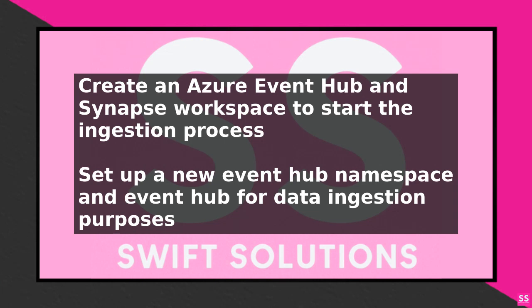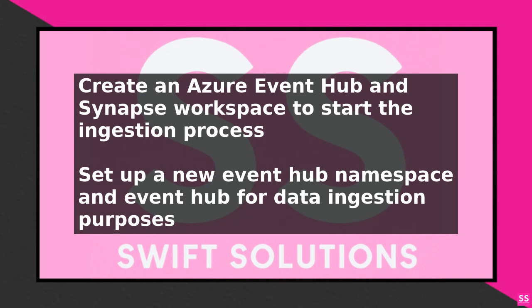Now that you have your Event Hub and Synapse workspace set up, you can start ingesting data into Azure Synapse. To do this, you need to create a new pipeline in Azure Synapse. A pipeline is a series of activities that are executed in a specific order. In this case, the activity is to copy data from Event Hub to Azure Synapse.